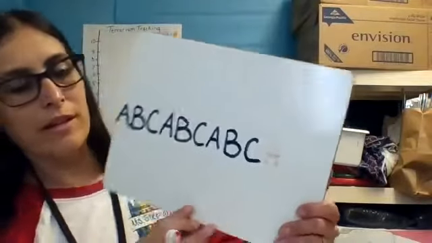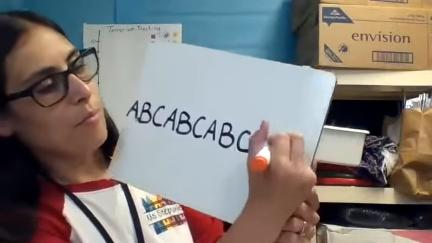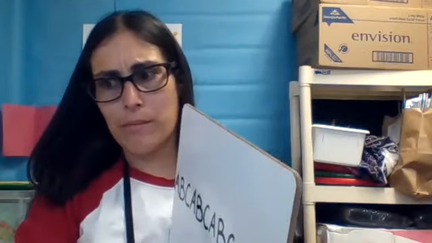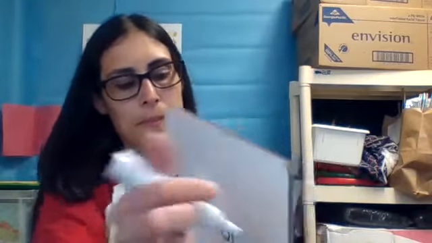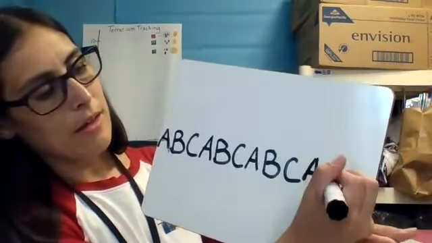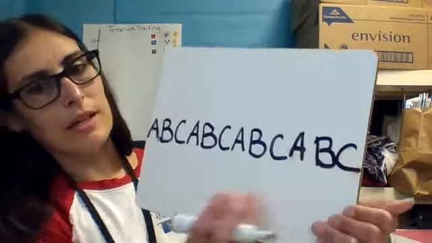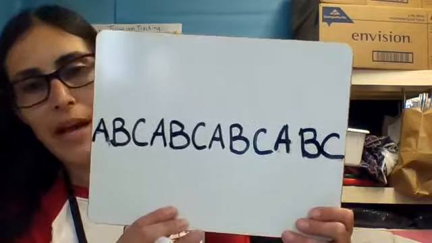Oh, my marker's not very bright there. A, and then another B, and then our C. Let me get my better marker so you can see that. A, B, C. There's our pattern and it repeats. All right, kiss your brain for working on that pattern. A, B, C, A, B, C, A, B, C.